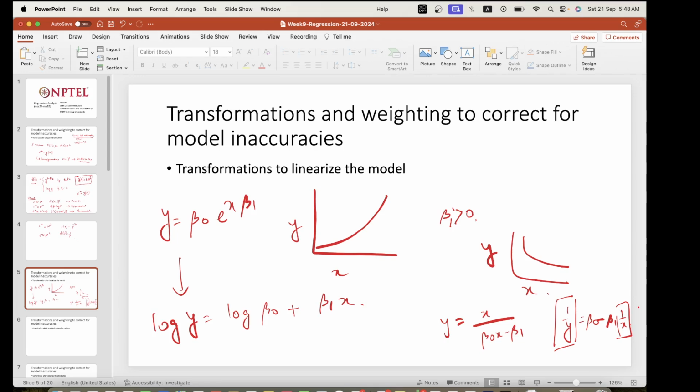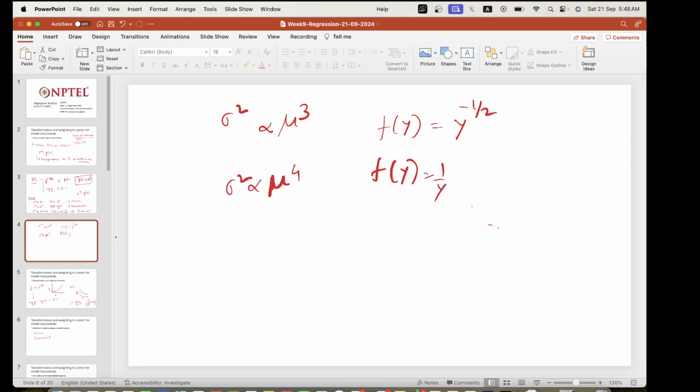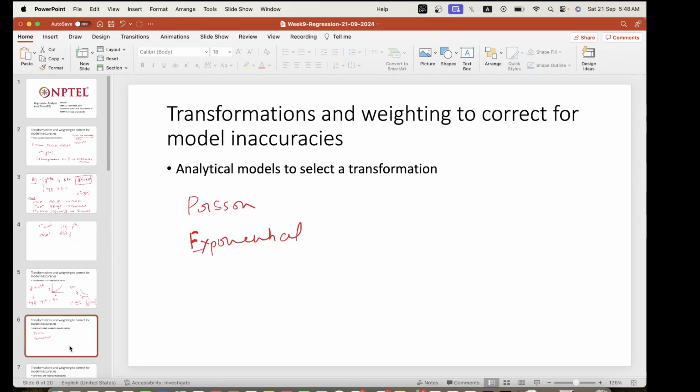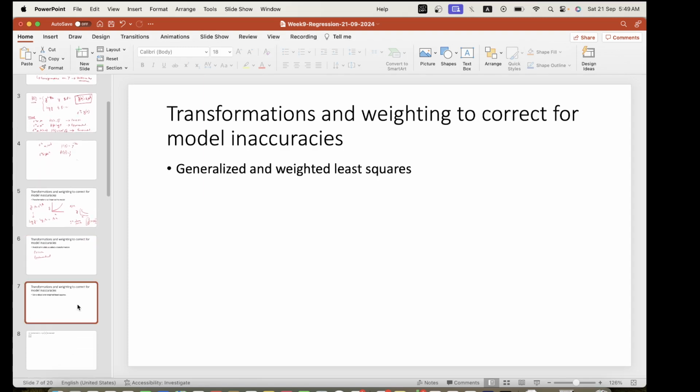Now coming back to these things, we also discussed analytical models, like what to do in case of Poisson, what to do in case of exponential. These things we covered with the help of this generalizable equation. Now, this week we learned transformation using generalized and weighted least squares.